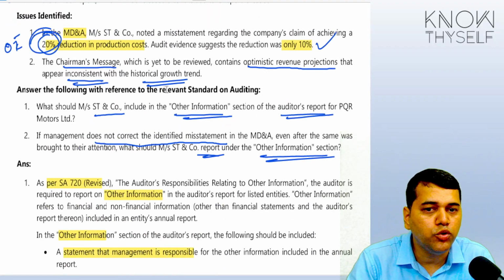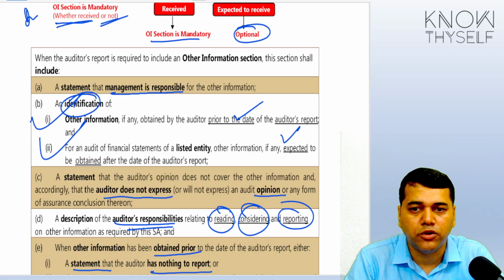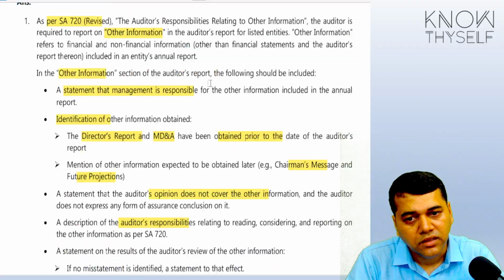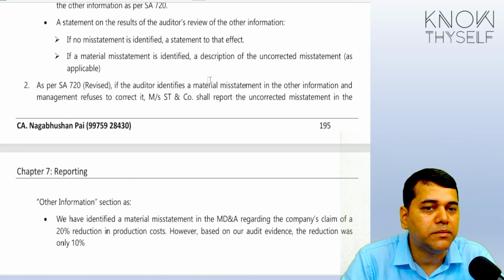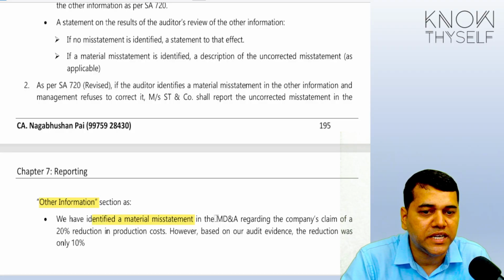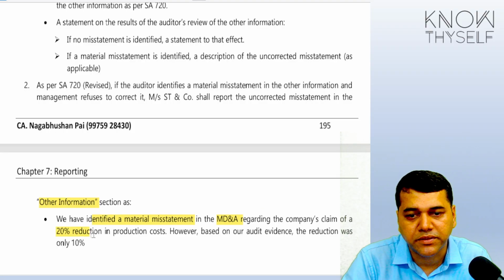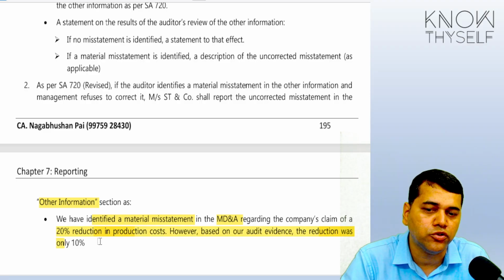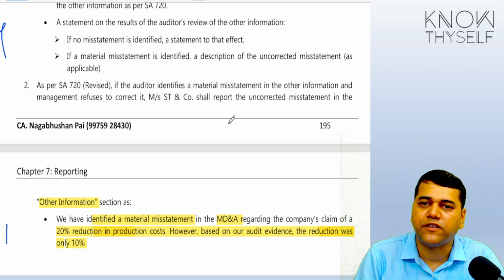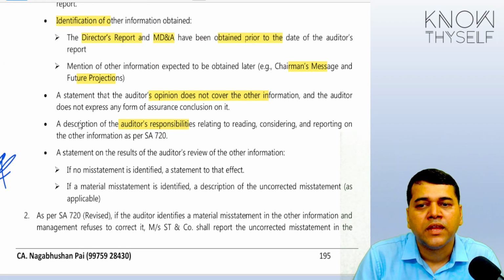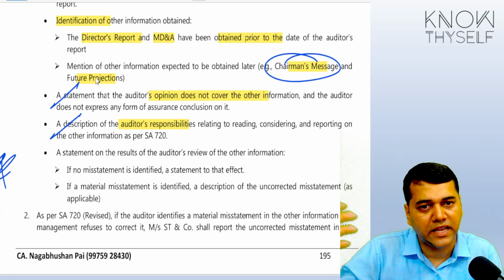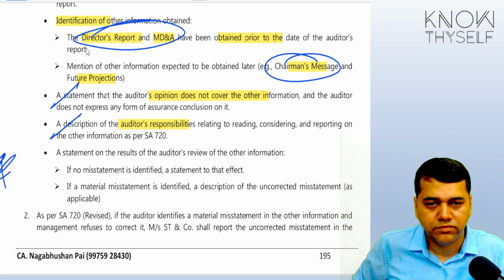First question, what do you include in other information? You say we are going to include these elements in other information. Then second thing, how do you respond to that misstatement? So we are going to say that we have identified a material misstatement in MD and A regarding the claim of 20% reduction. However, the actual evidence shows it is only 10%. That's it. Maybe 4 marks you are going to get for this, or 3 marks, and 1 mark for these two identifications, like chairman's message and this is expected, this is received.